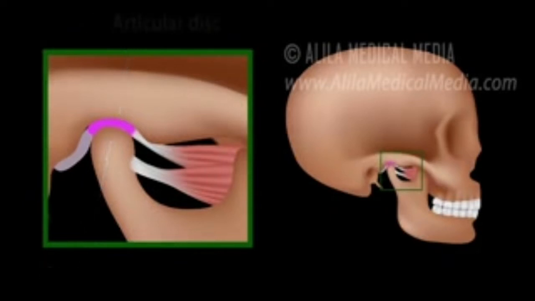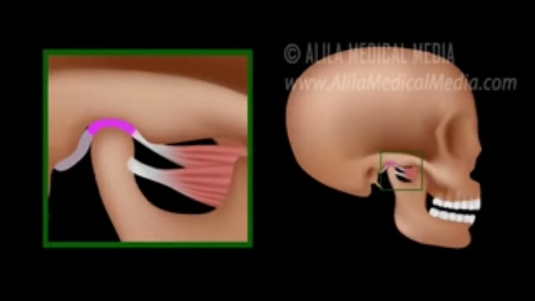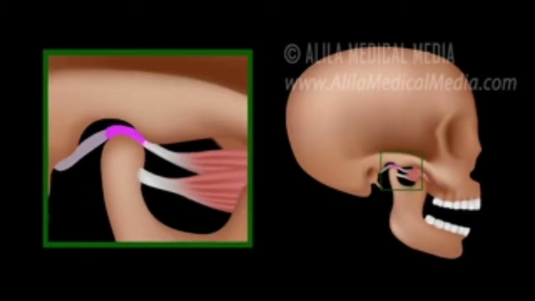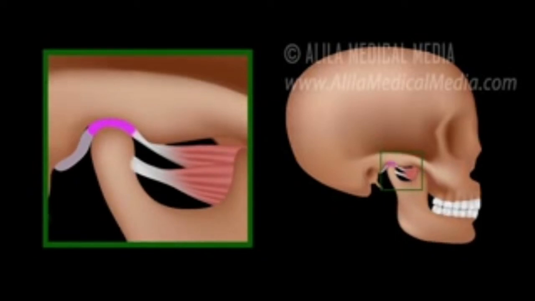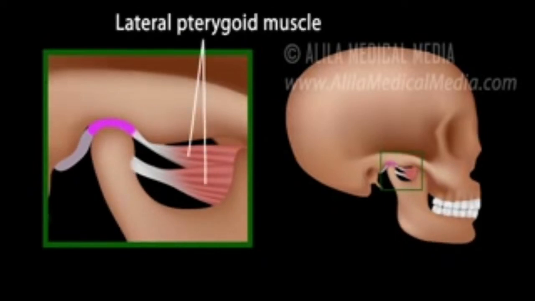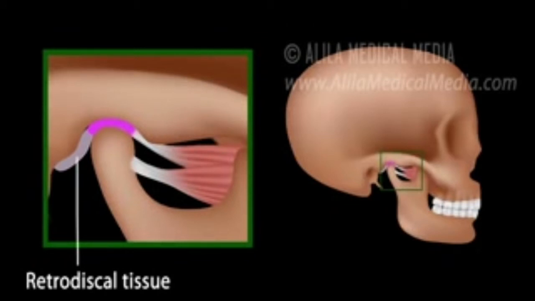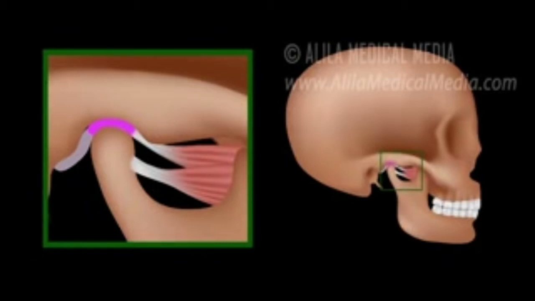temporal bone. The unique feature of the TMJ is the articular disc, a flexible and elastic cartilage that serves as a cushion between the two bone surfaces. The disc lacks nerve endings and blood vessels in its center and therefore is insensitive to pain. Anteriorly, it attaches to lateral pterygoid muscle, a muscle of chewing. Posteriorly, it continues as retrodiscal tissue, fully supplied with blood vessels and nerves.